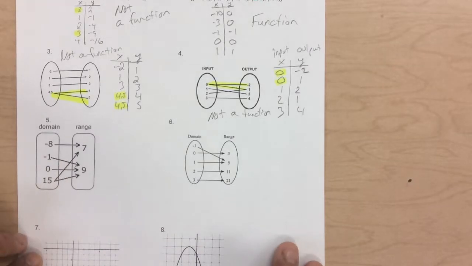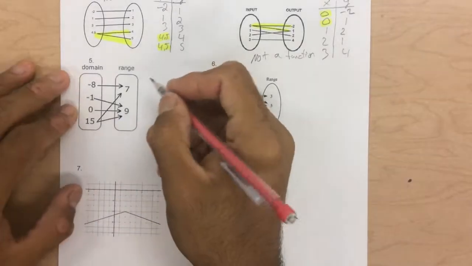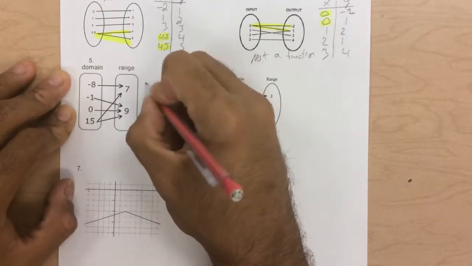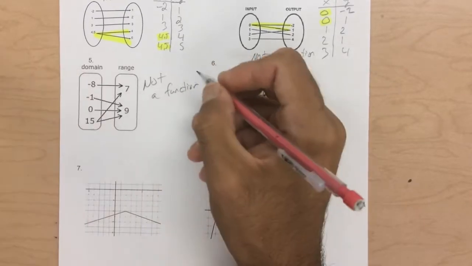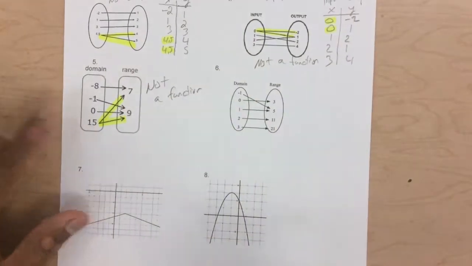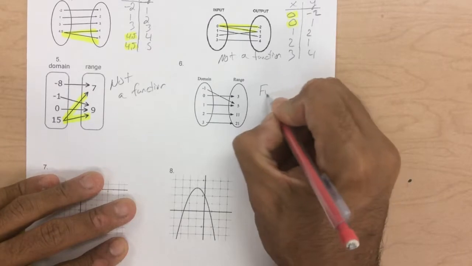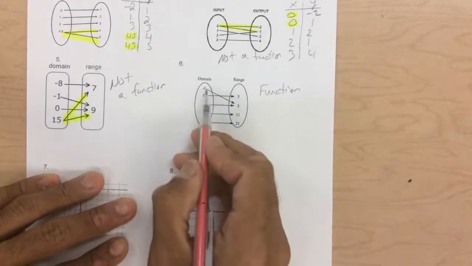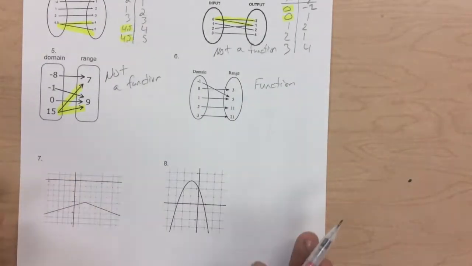Okay? Now, moving on, you go ahead and take a moment to do number 5 and number 6 by yourself. So pause the video. Okay? So number 5 will be not a function because 15 repeats twice. There are 2 lines coming from the 15. Now number 6 will be considered a function because only one line is coming from each number in the first bubble.